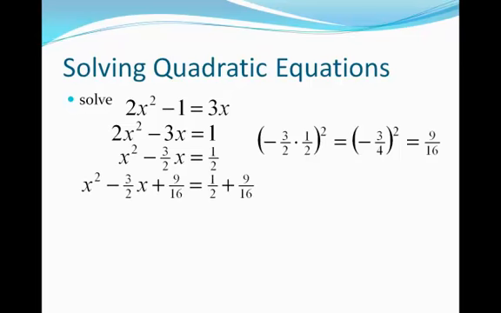Now this definitely looks a lot messier. x squared minus 3 halves x plus 9/16 equals 1 half plus 9/16. Well, that's okay. We can deal with fractions. And even though it doesn't look very nice, the left side is going to factor very nicely. In fact, the left side factors into x minus 3/4, the entire quantity squared.